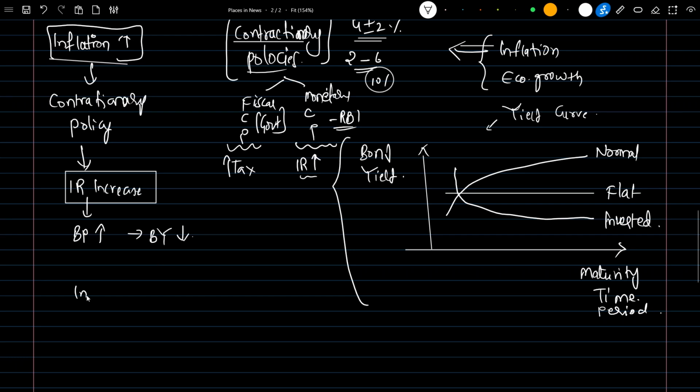So we can simply say it this way: whenever there is an increase in inflation, this leads to a bond price decrease. Okay, this is the thing.